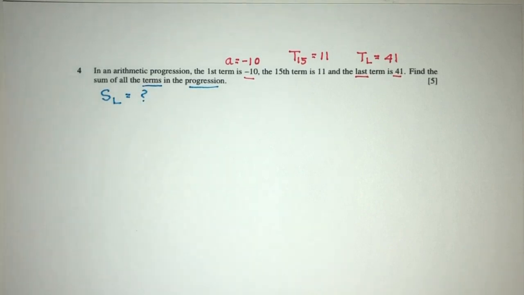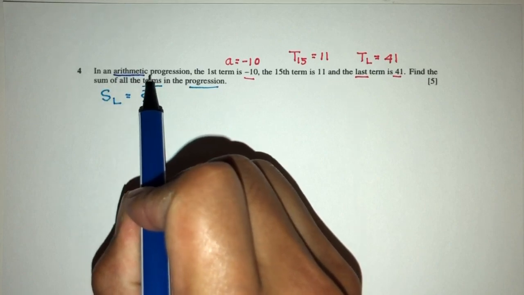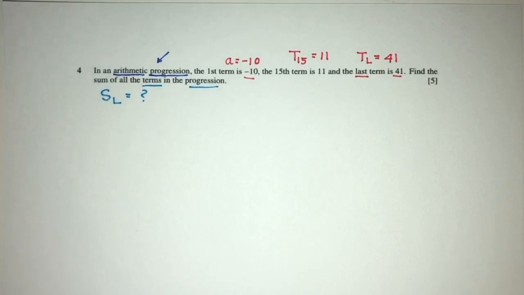So again, in this case, we know the type of progression that we have. It is an arithmetic progression. Once we know this, we can first write down all the formulas that we know about this progression.